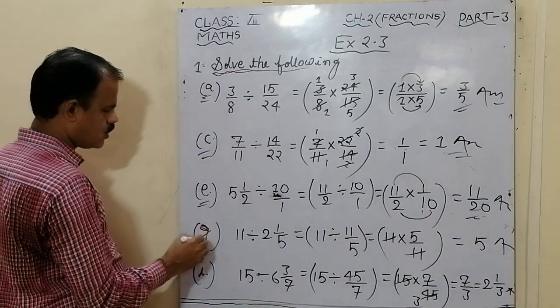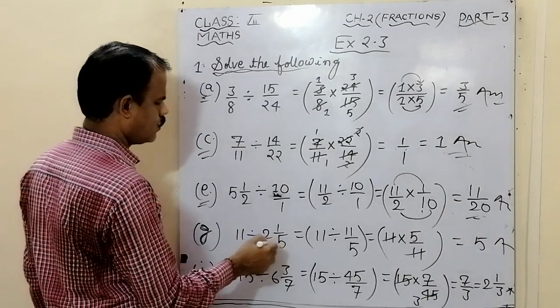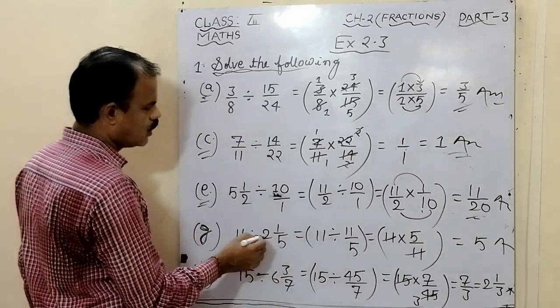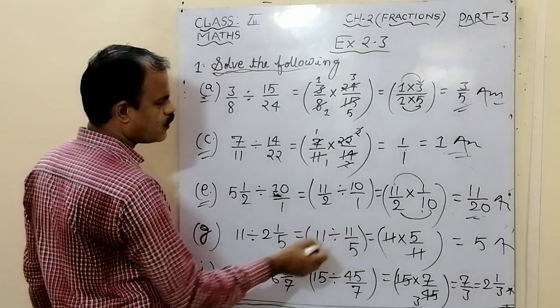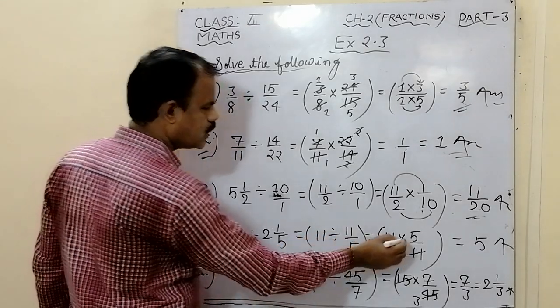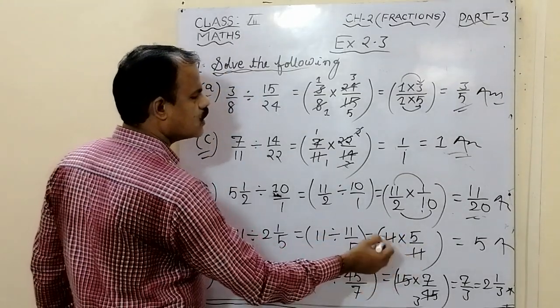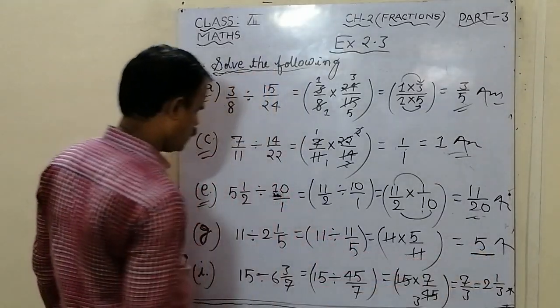See one more question, G part: 11 divided by 2 whole 1 by 5. So we write here 11 divided by 2 whole 1 by 5, which is 11 by 5. Now when we change this divide into multiply, 11 by 5 becomes 5 by 11. Cut 11 11, final answer 5.